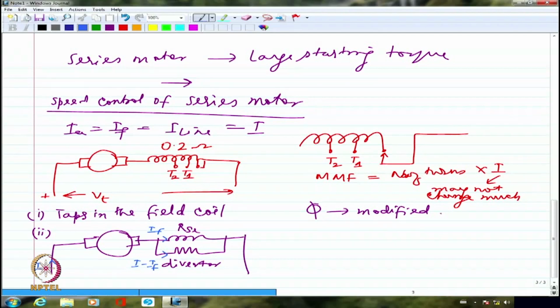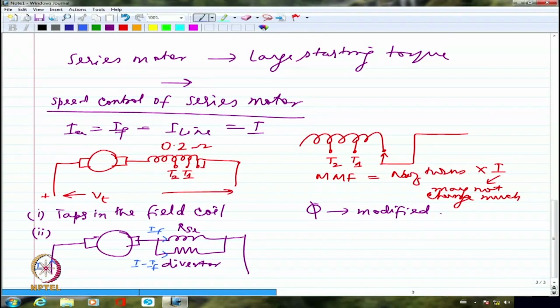So what we are trying to do in the second case, that is the diverter case, is to divert some portion of the current away from the field coil, so that again we are reducing the MMF. When we reduce the MMF, we reduce the flux. Again field weakening takes place, which means the speed can increase. So that's what happens in this case.